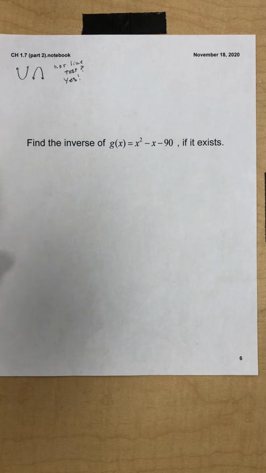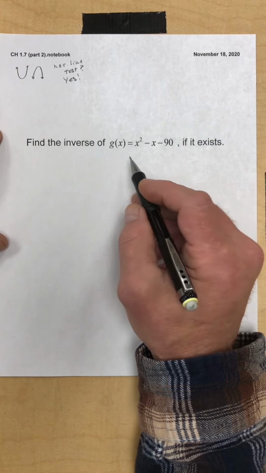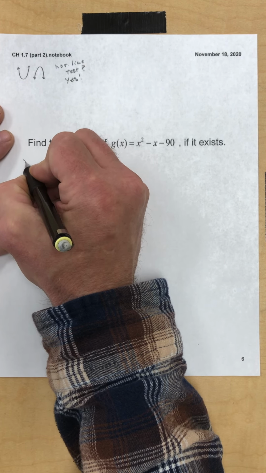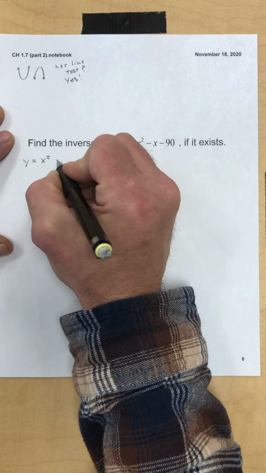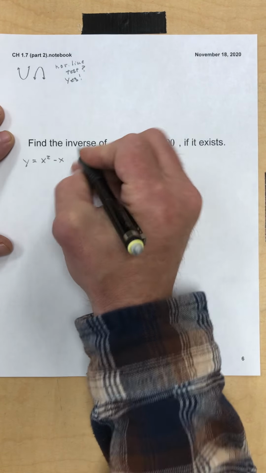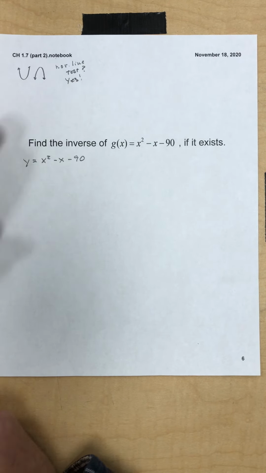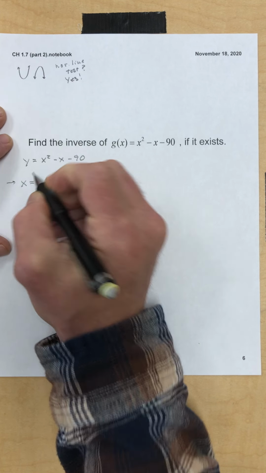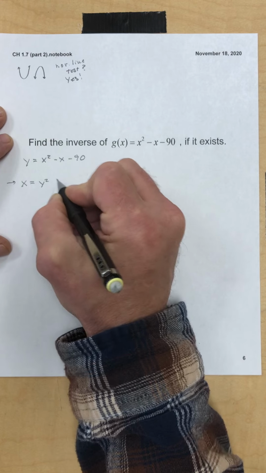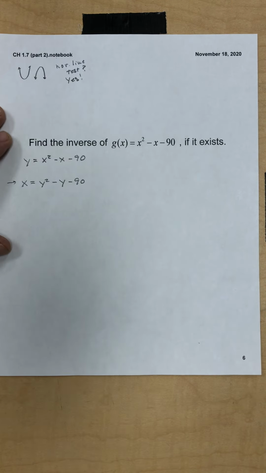So we take a look at this guy, and again, get it out of function notation. So we just write it as y equals x squared minus x minus 90, and then we switch the x's and y's, so that'll take us to x equals y squared minus y minus 90. Now we have to solve for y.